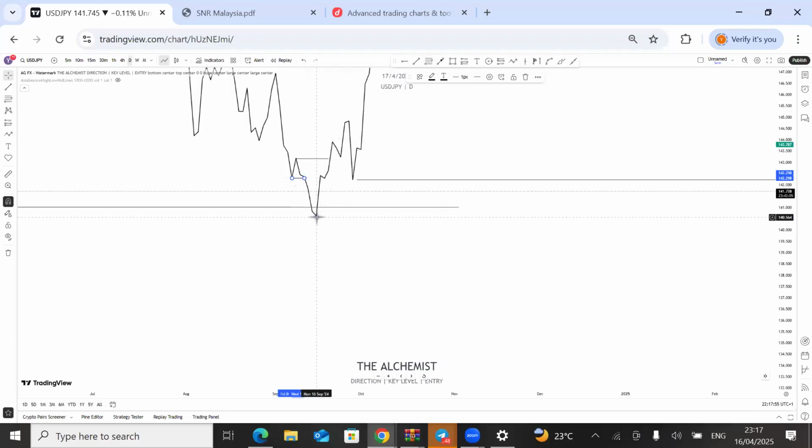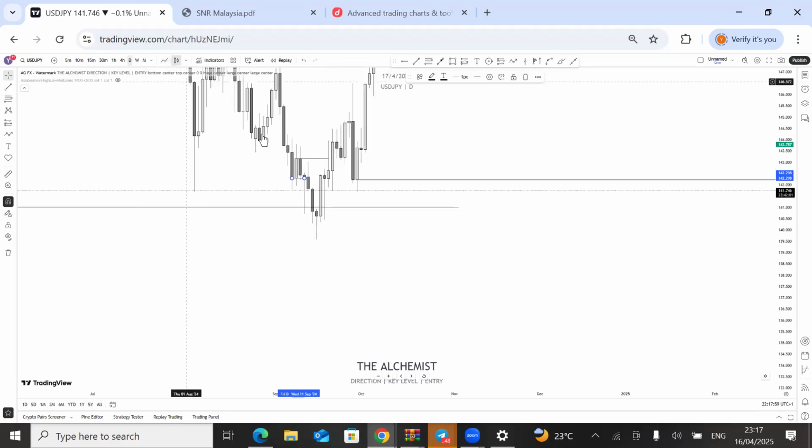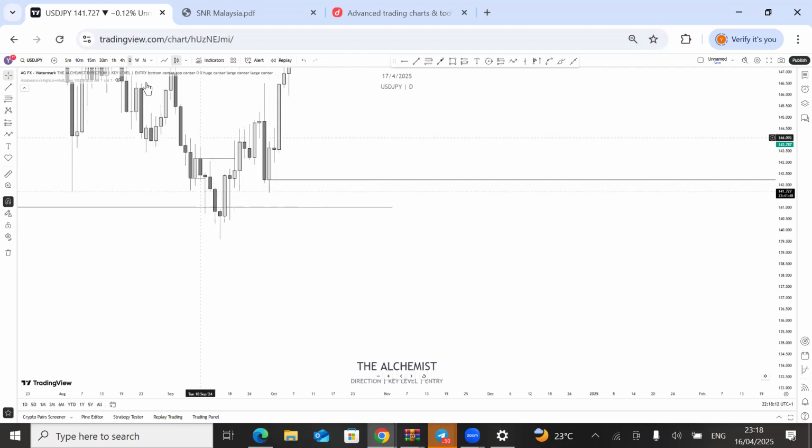Sweep, break of structure, making this low protected. So if we turn on our line chart, we can see this one as a sweep. Yes, a sweep and break of structure, making this low here protected. So we don't expect price to come again to this low. What happened? Price just came here.